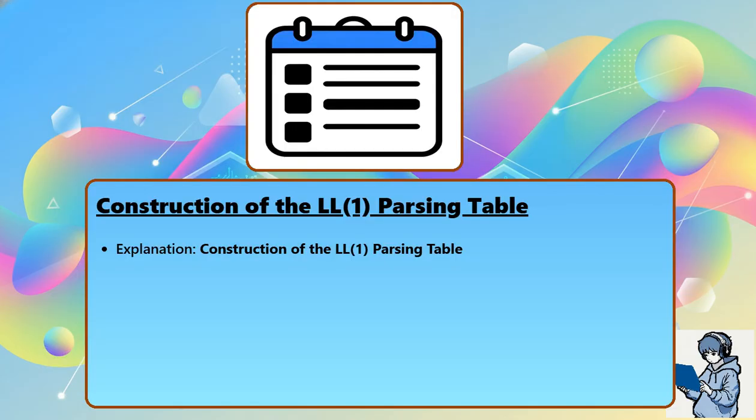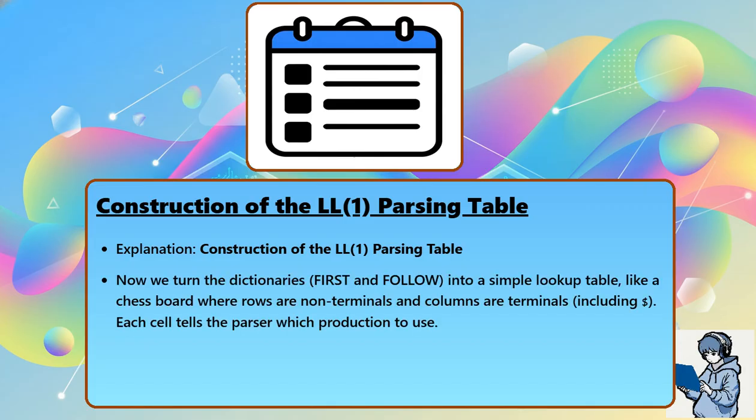Construction of the LL1 parsing table. Now we turn the dictionaries, first and follow, into a simple lookup table like a chess board, where rows are non-terminals and columns are terminals including $. Each cell tells the parser which production to use.